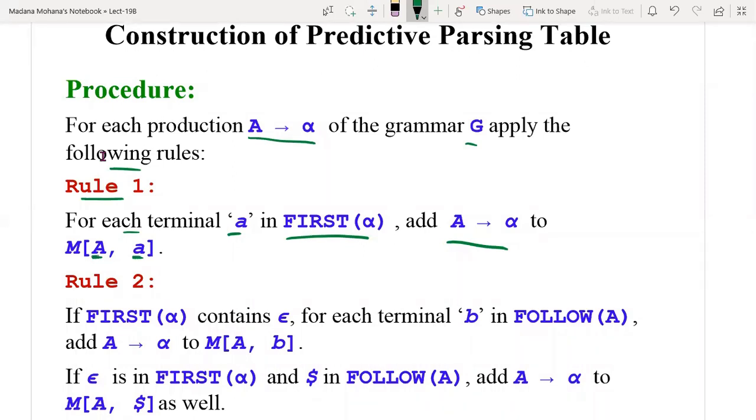So why are you considering variable A? The production starts with variable A. So that is the row value, the row heading. Then the terminal comes under the column value. So here small a is a terminal. Therefore, in the entry M of A comma a in the table, you can add the production A derives alpha.